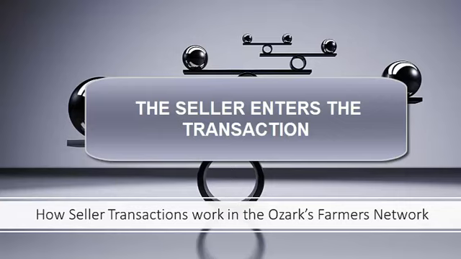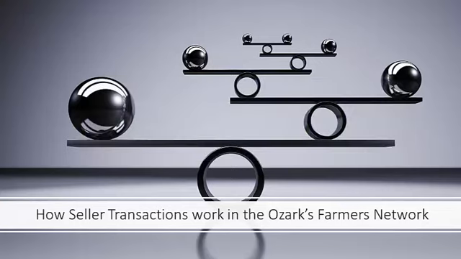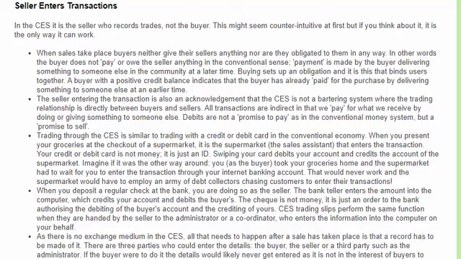The seller records trades. This seems counterintuitive at first, but if you think about it, it's the only way it can work. When sales take place, buyers neither give their sellers anything, nor are they obligated to them in any way. In other words, the buyer does not pay or owe the seller anything in the conventional sense. Payment is made by the buyer delivering something to someone else in the community at a later time. Buying sets up an obligation, and it's this that binds users together.